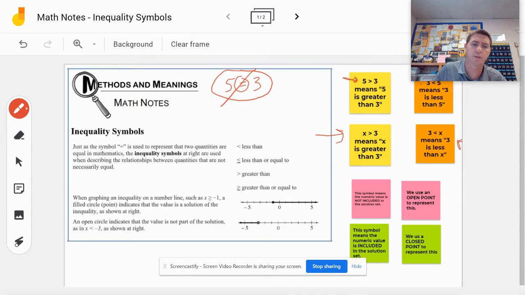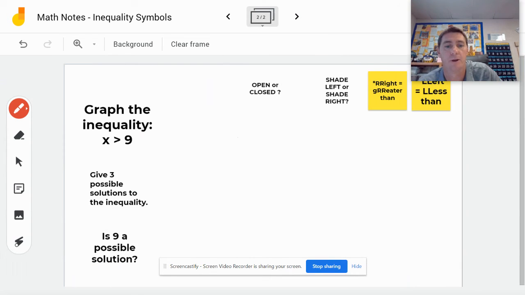Okay, a couple notes, and we're going to do an example on how to graph. But to graph, we need to ask ourselves two questions. Do I use an open point or a closed point? Do I shade to the left or do I shade to the right? So let's look at this as we complete one example over here. Okay, we're going to graph the inequality. X is something to 9.